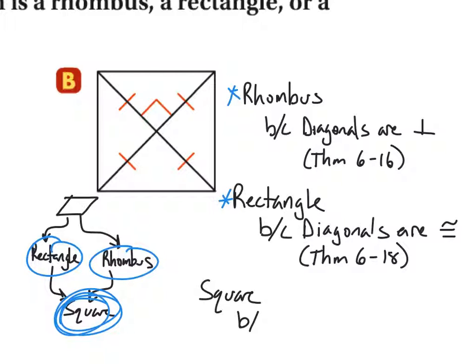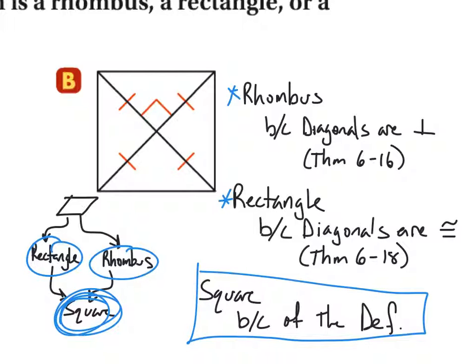I would say because of the definition. Okay? If you look back to the definition of a square, it says that it has 4 right angles. That means it's a rectangle. And it has 4 congruent sides. That means it's a rhombus. Okay? So if a quadrilateral is both a rhombus and a rectangle, that makes it a square. And we were able to show that. All right, questions on this example B?